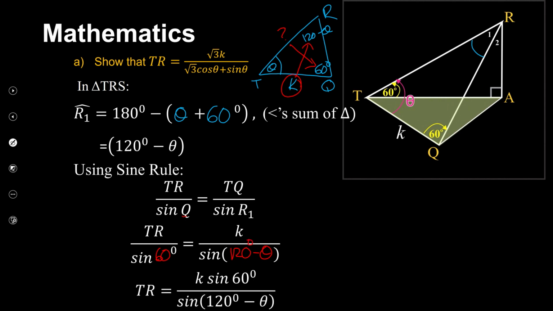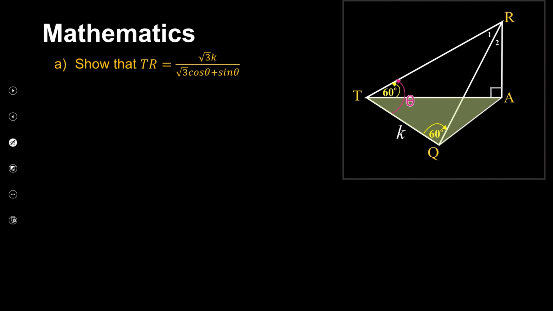Now we're just going to do some rearranging. We're going to multiply throughout by sine of 60, so the sine of 60 goes into the numerator there. Let's continue on the next slide. So we had K times sine of 60. Now remember, we want to show TR is equal to the expression on the right.